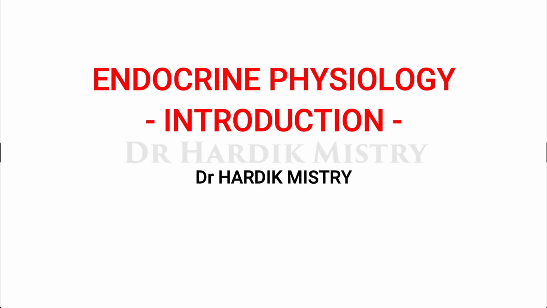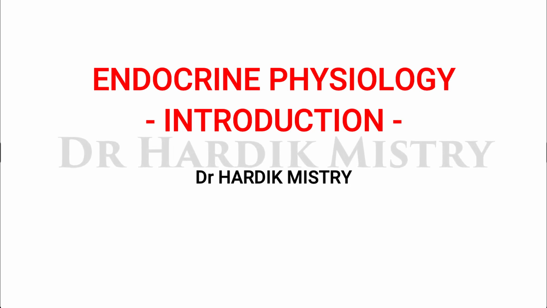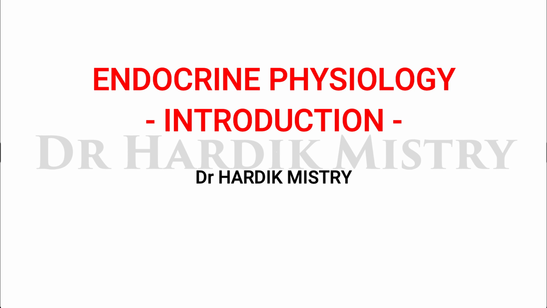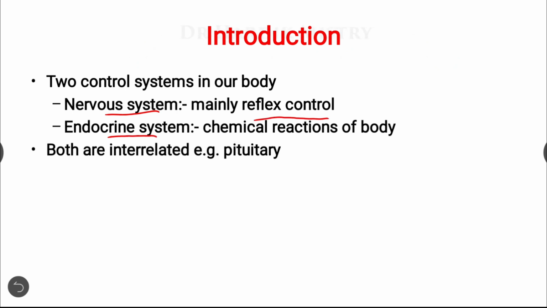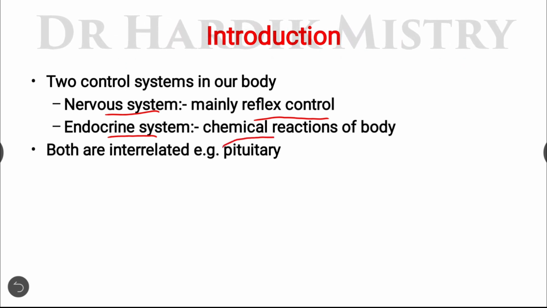Hello everyone. In this video we are going through the introduction to endocrine physiology. There are two major control systems in our body: one is the nervous system and the second is the endocrine system. The nervous system is mainly a reflex control system, and the endocrine system regulates via chemicals inside our body. Both are interrelated systems, for example, the pituitary gland.